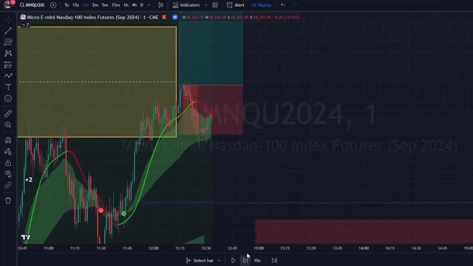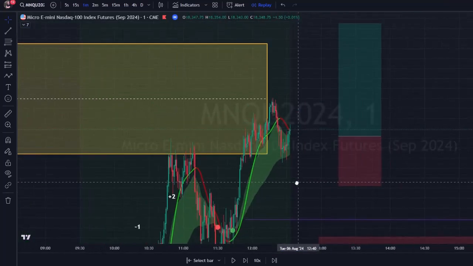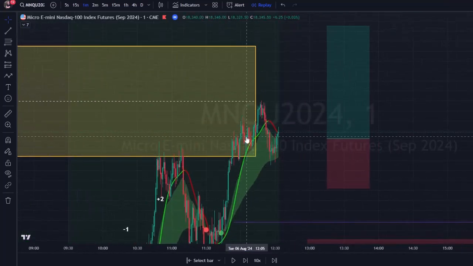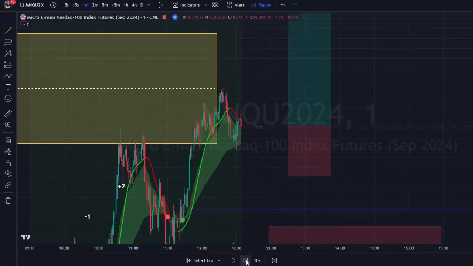Yep, out. Another reason why I don't trade the chop. Don't trade the chop. So I never like to sell into order blocks. That would have been a huge mistake. Huge mistake.